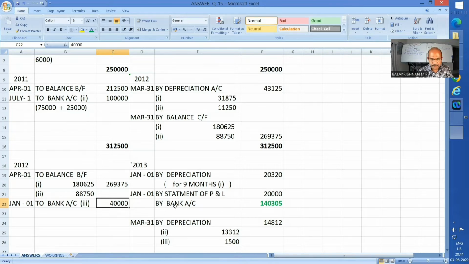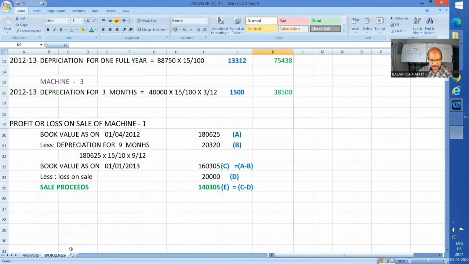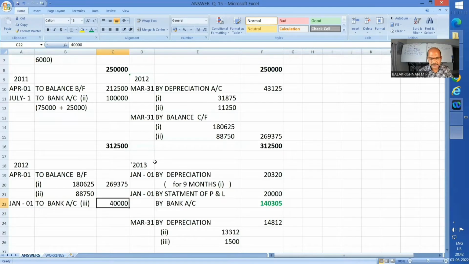1,40,305 by bank account. By statement of profit and loss, the loss, whatever has been shown here, or rather it has been given in the exam. And the pending depreciation 20,320 also I am accounting here. So the sale part has been properly done.